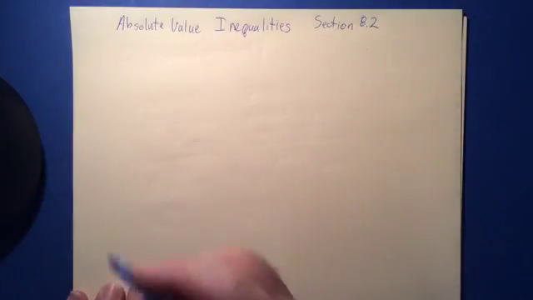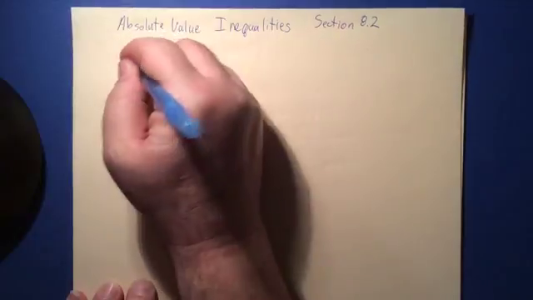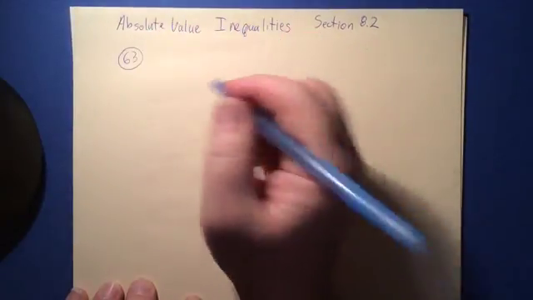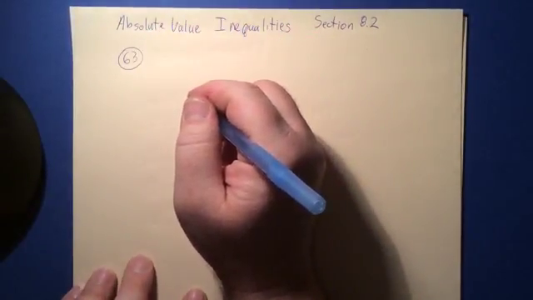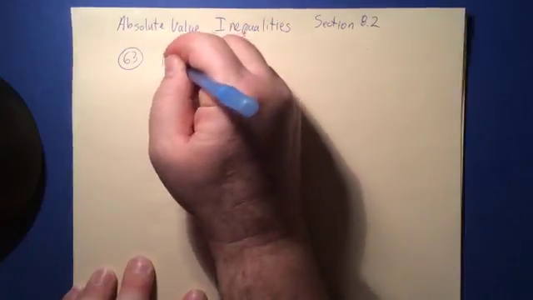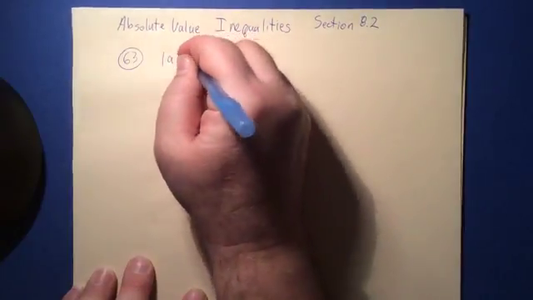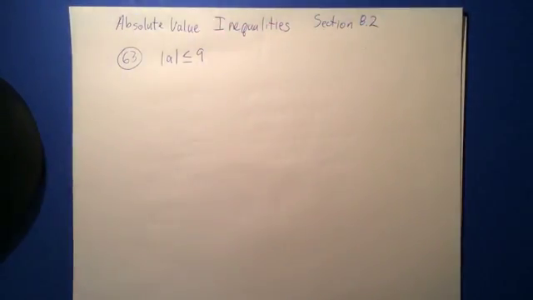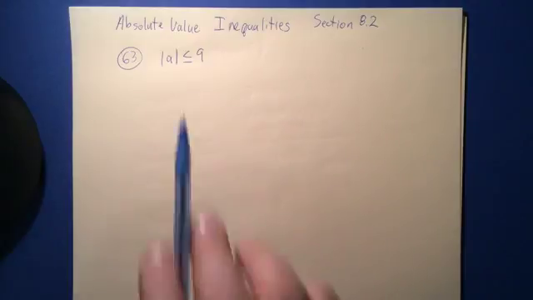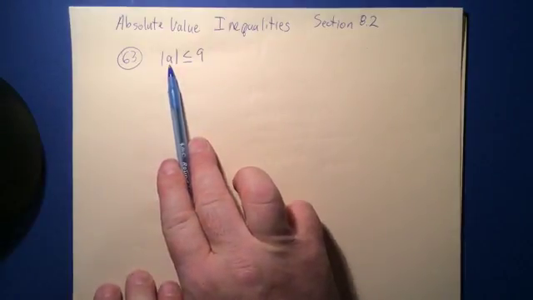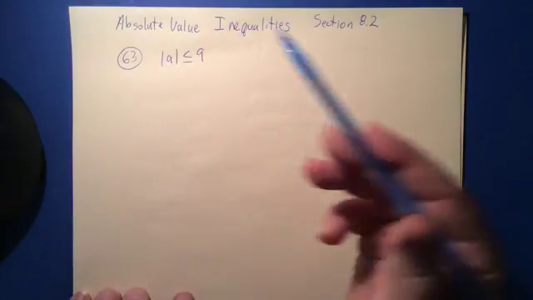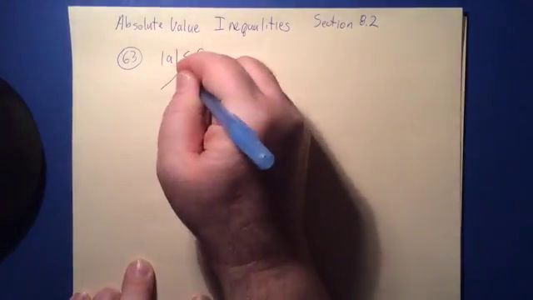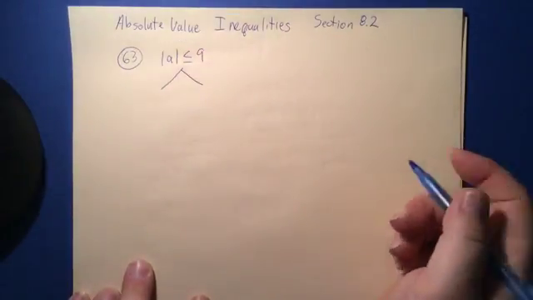So we're going to take a look at one small problem here, 63, and then we're going to compare that with question number 65. So I have the absolute value of A is less than or equal to 9. What we're going to need to do with this question is split this up. We need all the possible values of A that are going to give us a value equal to 9 or less than 9.